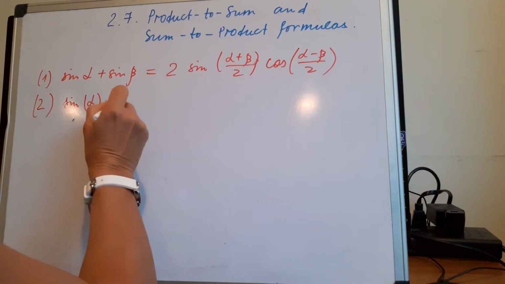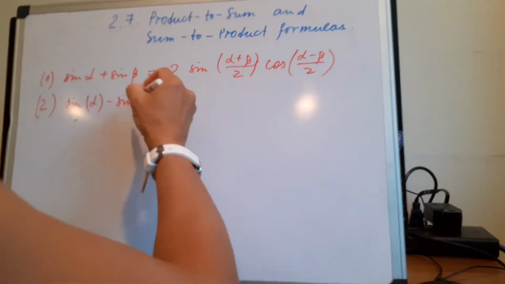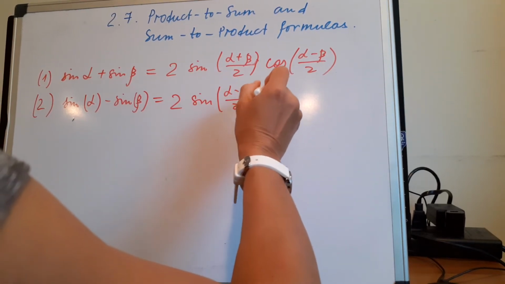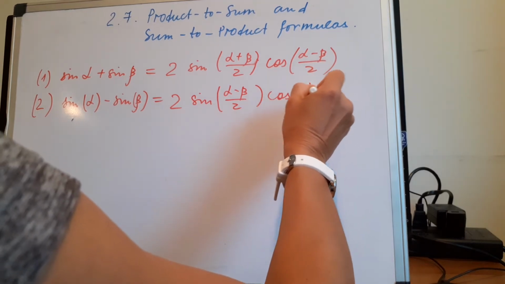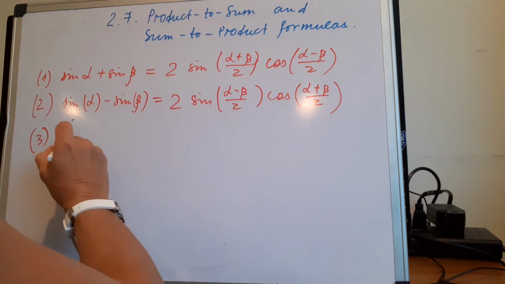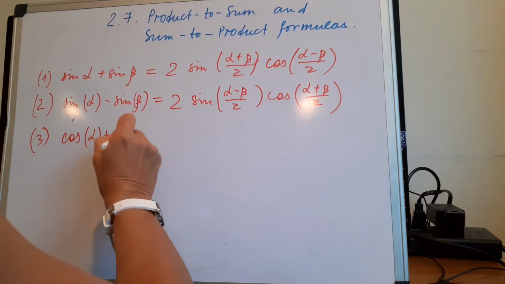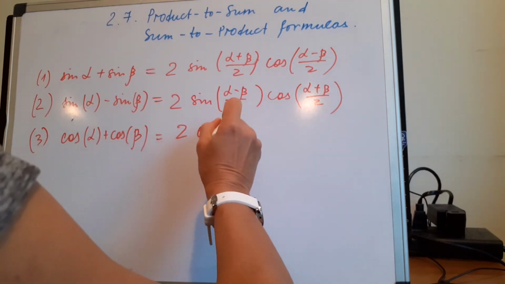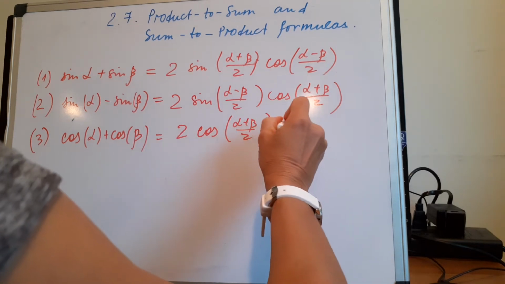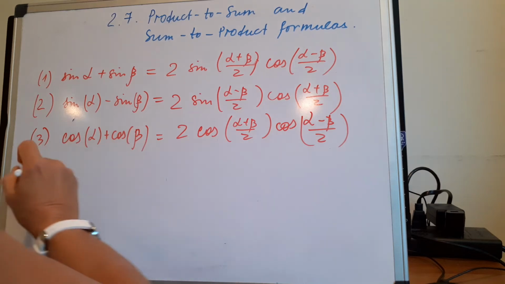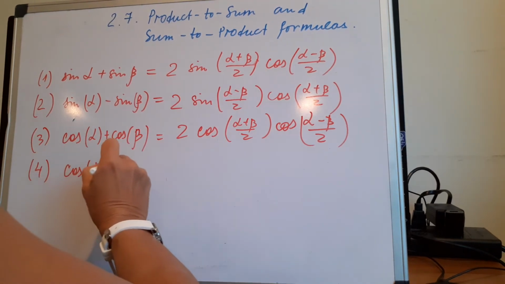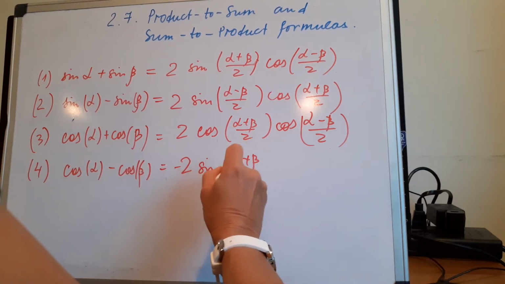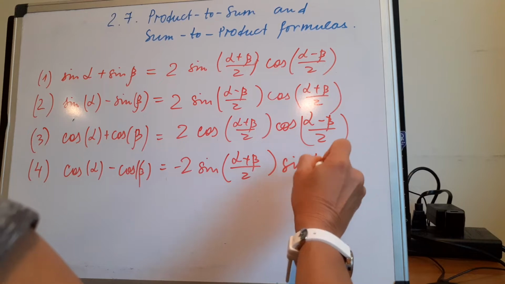Formula number 2. Sine of alpha minus sine of beta. Sorry, maybe it should not be parentheses. 2 sine of (alpha minus beta) over 2, and the cosine of (alpha plus beta) over 2. Formula number 3. Cosine of alpha plus cosine of beta is 2 cosine of (alpha plus beta) over 2 cosine of (alpha minus beta) over 2. And the last formula, number 4, cosine of alpha minus cosine of beta is 2 with minus sine of (alpha plus beta) over 2 and the sine of (alpha minus beta) over 2.